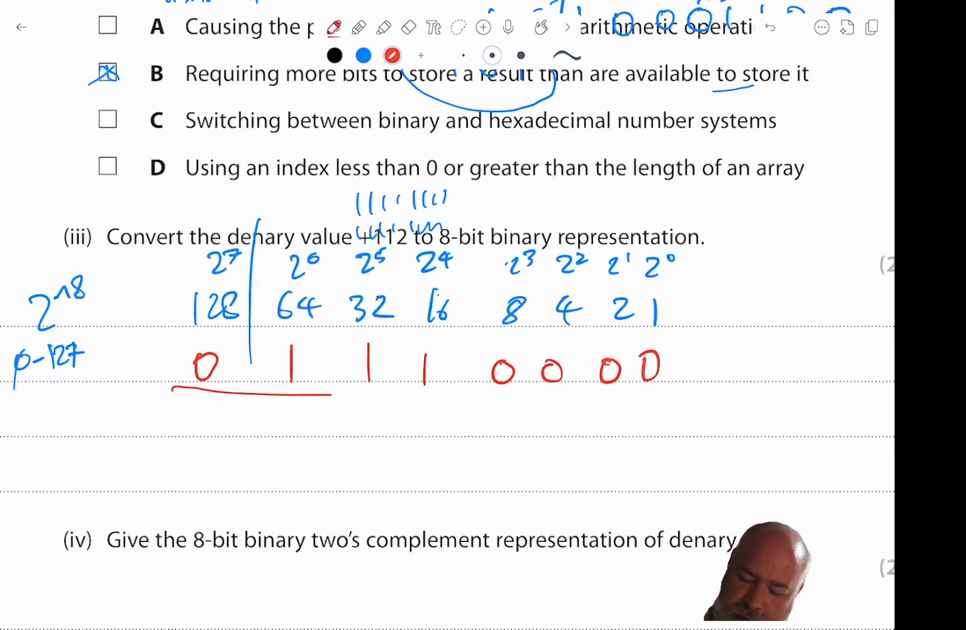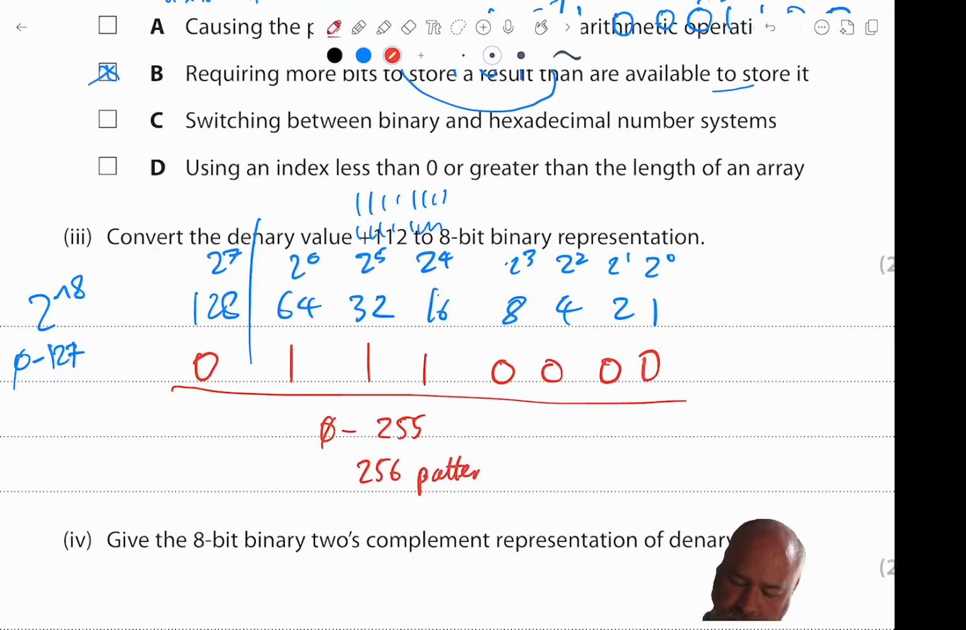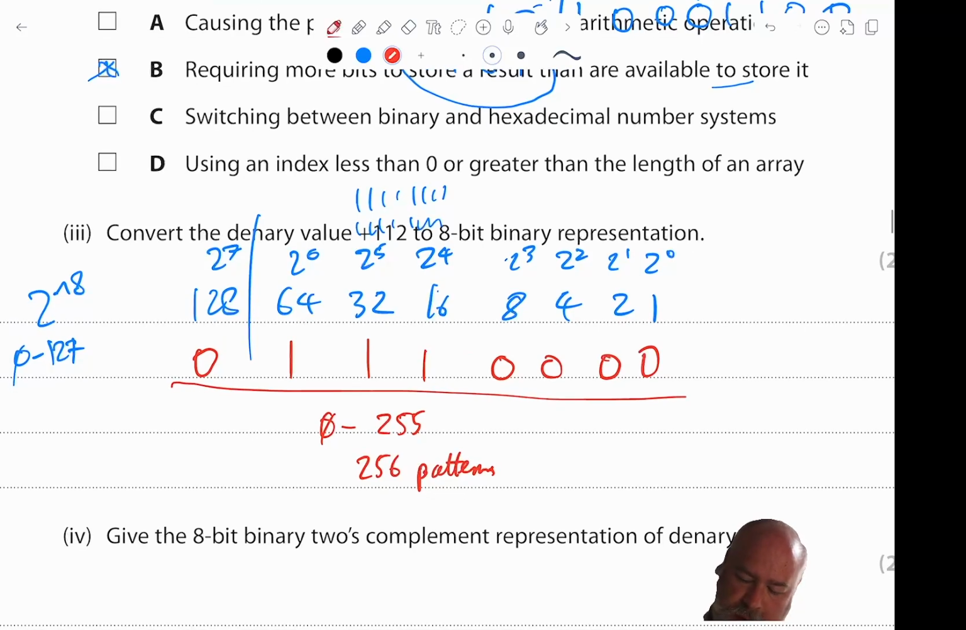So what's the total amount you can have here? 255 is the biggest positive integer, but we can have between 0 and 255, so 256 binary patterns, because you've got 0 as well.